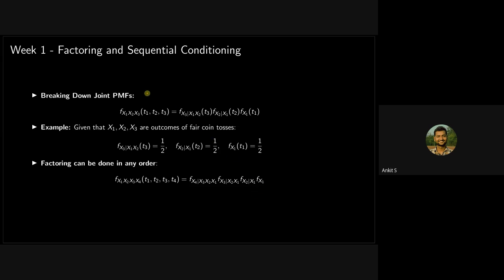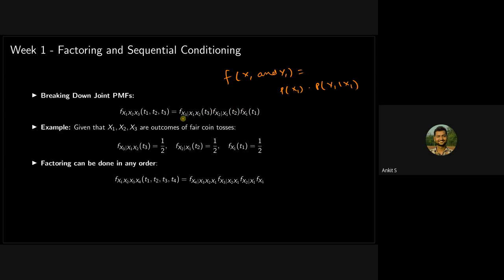So how do you do the factoring and sequential conditioning? Suppose you have this joint probability. If we have to calculate the joint probability of x1 and y1, you will calculate it by the probability of getting x1 times the probability of getting y1 given x1 has happened. In a similar way, you extend it to multiple random variables.